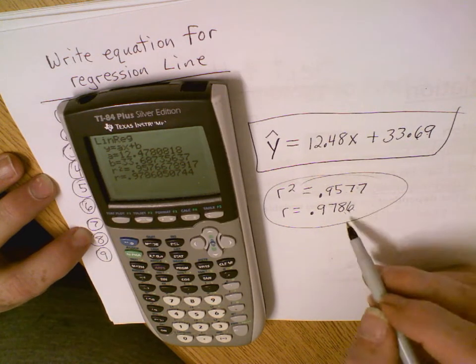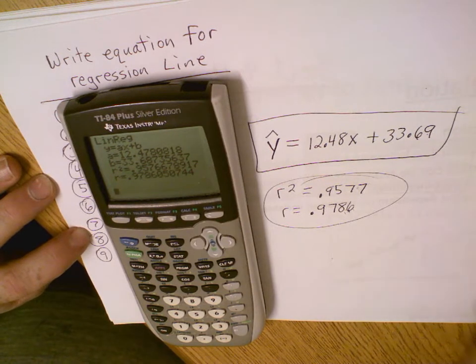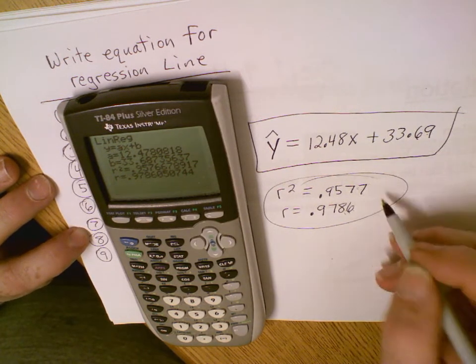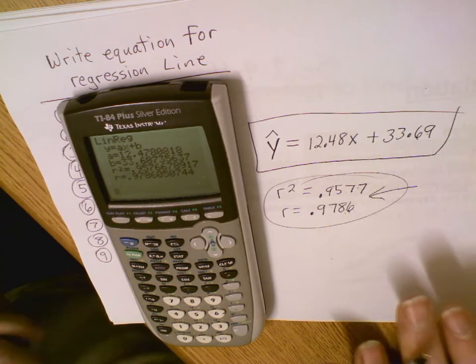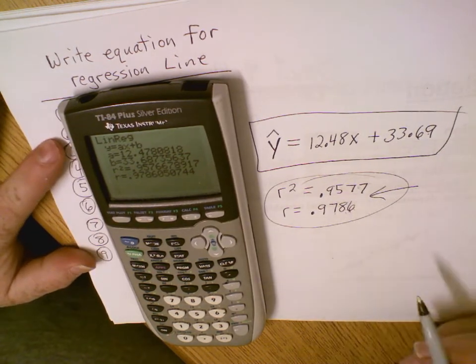These are your correlation coefficients. And that's just telling you how well the data is correlated. And again, we'll talk more about that in the next lesson. But for now, just be able to write them down.